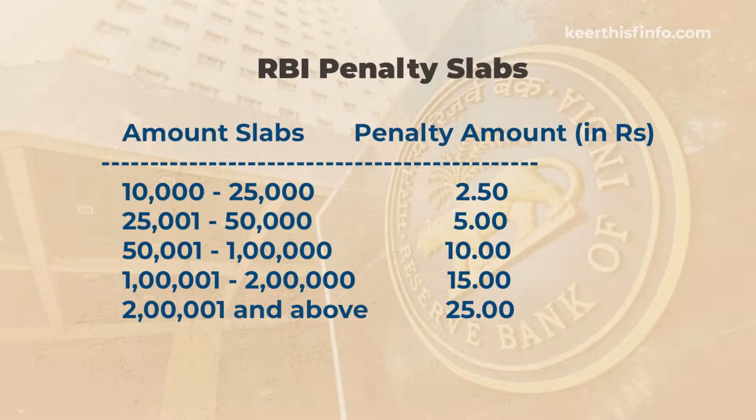How much penalty can you expect then? For that, you need to look at different slabs. RBI has specified the slab even for these charges. It varies from 2.5 rupees and can go up to 25 rupees for amounts from 10,000 rupees to 2 lakhs. So the amount involved in the transaction determines the penalty.